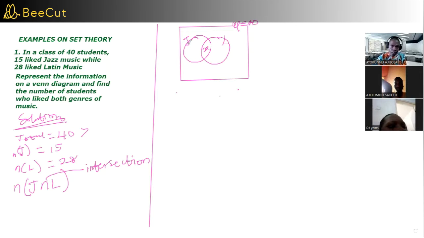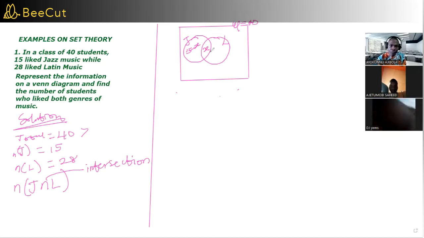Now, jazz intersection Latin is represented by X, and that is what we're looking for. But right now, you said 15 like jazz music. That means the total circle of jazz is 15, and I'm already representing this place out of the 15. So that means here should be 15 minus X, because the total should be 15. And the total of Latin is 28. I already have X included in 28.